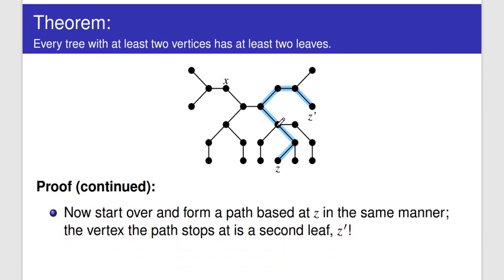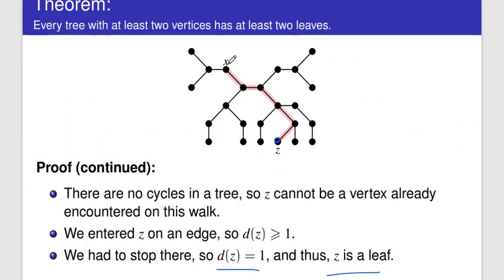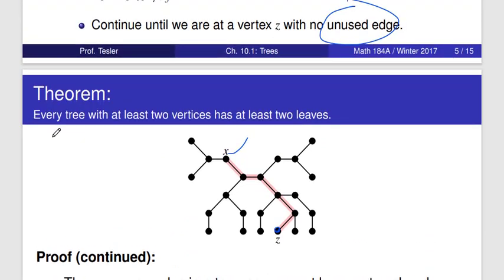Then start from z for a different path like this. You can make any path you like. You just have to keep going and not stop until you cannot find a new vertex. So we now have a new vertex z dash, which also has degree 1, so this is also a leaf. Now for any vertex we have two leaves. So our theorem holds true: every tree with at least two vertices has at least two leaves, or more. From this path we can prove that the theorem holds true.